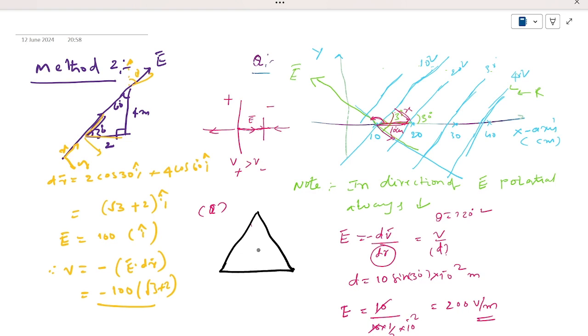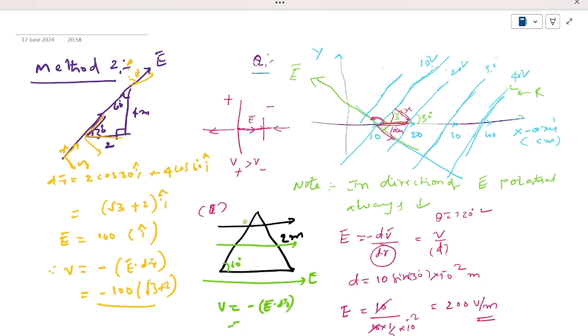So this is an equilateral triangle with side 2 meters. Consider a field horizontal to this, like this. Field lines are in the direction like this, to the surface like this. These are field directions. So for the equilateral triangle, this angle is 60. Either resolve the distance along the field or the field along the distance. So now V is equal to minus of E bar dot d bar.